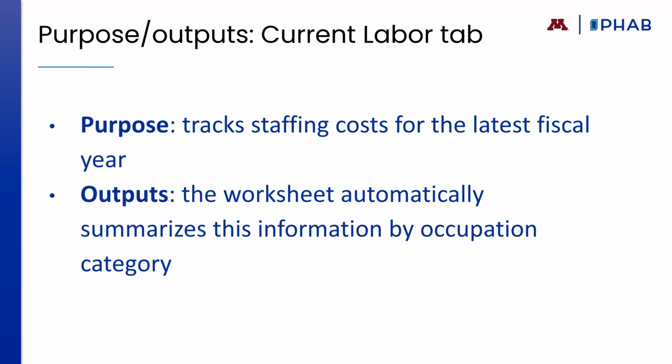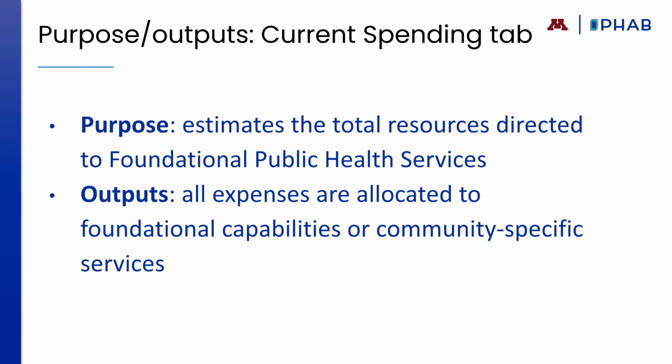The Current Labor tab helps track staffing costs for the latest fiscal year. Once complete, the worksheet automatically summarizes this information by occupation category. Next is the Current Spending tab. It estimates the total resources directed to foundational public health services. Finally, all expenses are allocated to foundational capabilities or community-specific services, giving you a complete picture of how your resources are used.